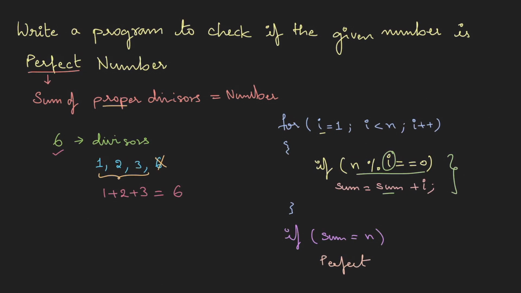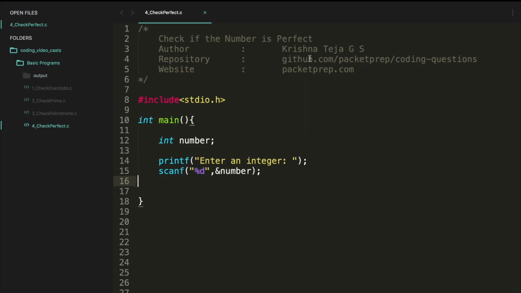Alright, let's implement this. Now let's write the code for perfect number. Before we start, let me write the definition over here for reference. A perfect number is a positive integer that is equal to the sum of its proper divisors. Alright, let's go with the logic.